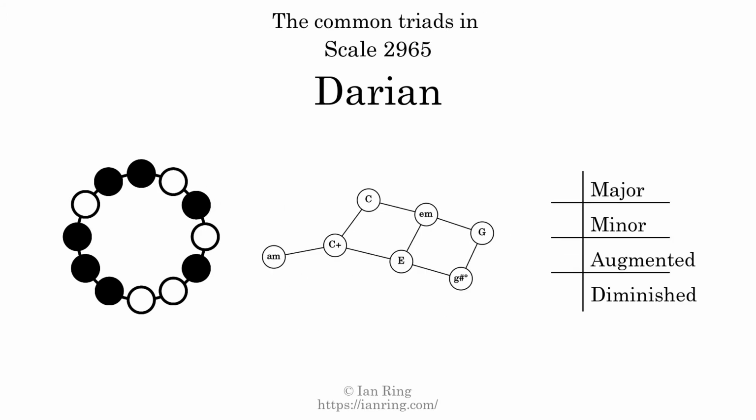Here are the common triads present in this scale. The diagram in the center is a graph of parsimonious voice leading between triads. There are 3 major triads. There are 2 minor triads. There is 1 augmented triad. There is 1 diminished triad. Here is a Hamiltonian path of parsimonious voice leading that uses all the triads.